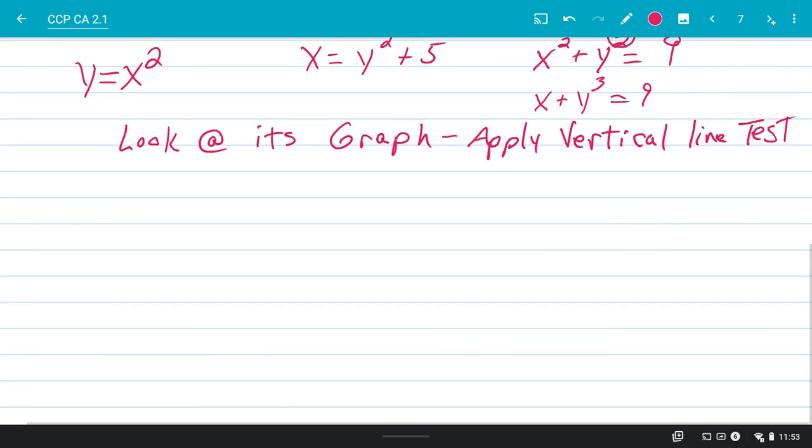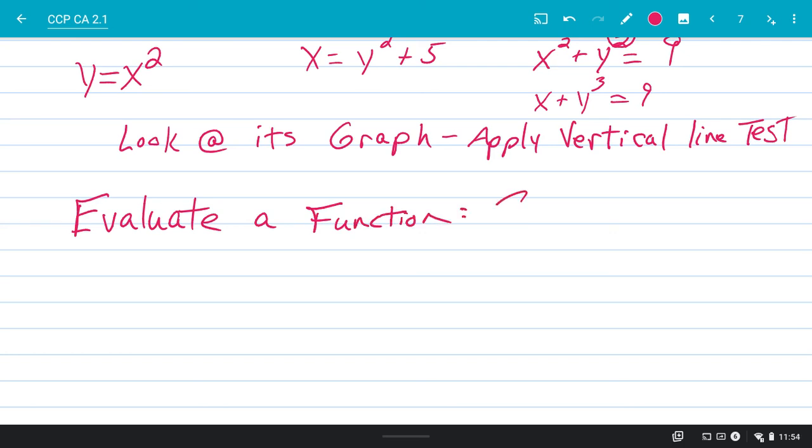Something that goes along with functions is evaluations, or evaluate. What does it mean to evaluate a function? Well, that means Glade.